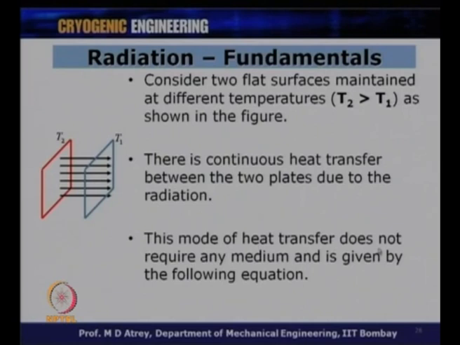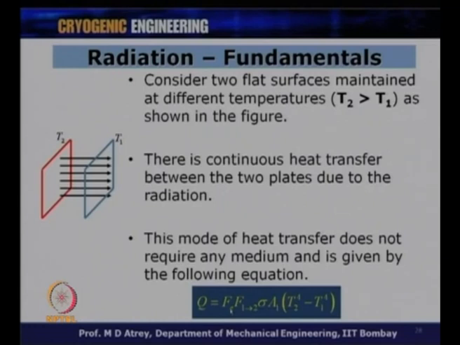Alright. So, this mode of heat transfer does not require any medium and is given by the following expression, which is Q equals Fe times F12 times sigma A1 times (T2 to the power 4 minus T1 to the power 4). This is a very standard equation. Q is basically the heat transfer due to radiation. Fe is the emissivity factor depending on the emissivities of the surface at T2 and the surface at T1. F12 is what we call the configuration factor or shape factor, depending on the geometry of these two surfaces. Sigma is the Stefan-Boltzmann constant. A1 is the area of heat transfer which receives the heat from T2, and T2 to the power 4 and T1 to the power 4 is the temperature difference to the fourth order.